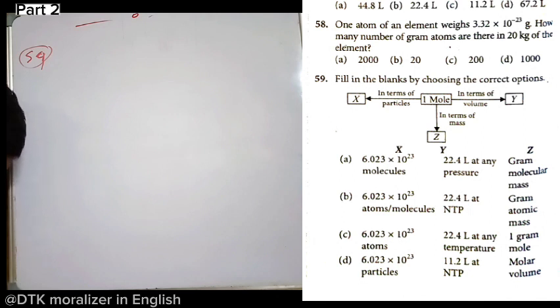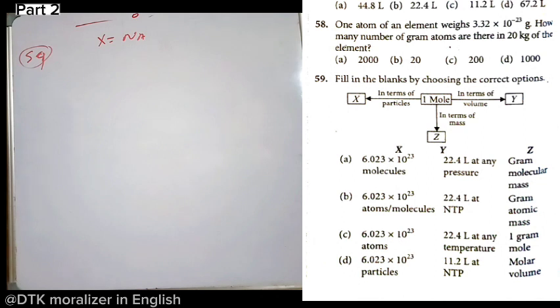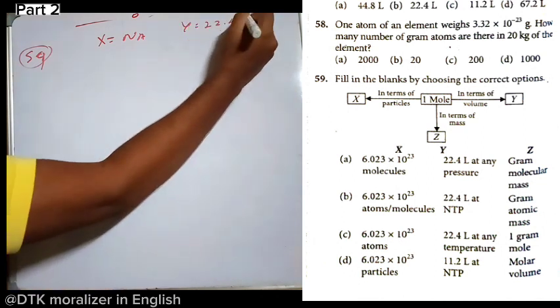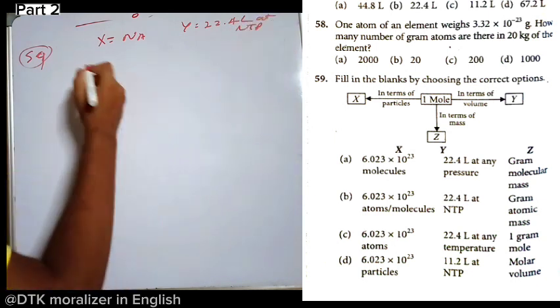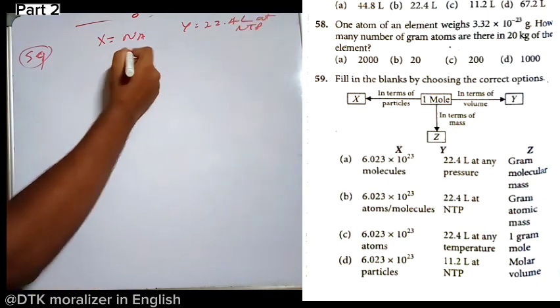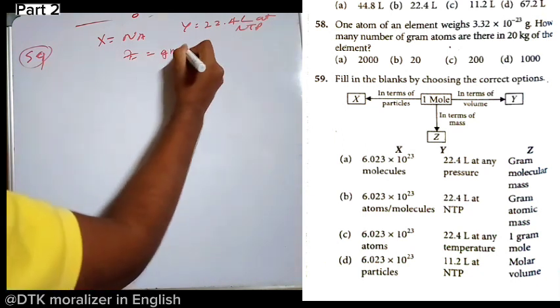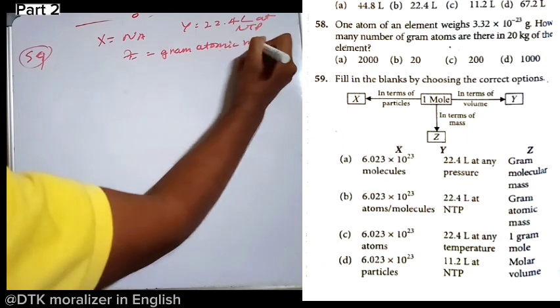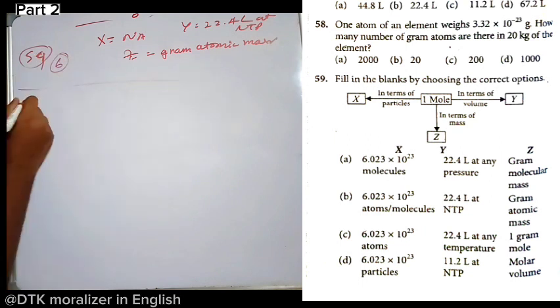Now question number 59. You have to find out X, Y, Z. As you can observe in the question, you can easily find that X is equal to Na and Y is equal to 22.4 liter at NTP. Here for Z, which is gram atomic mass.